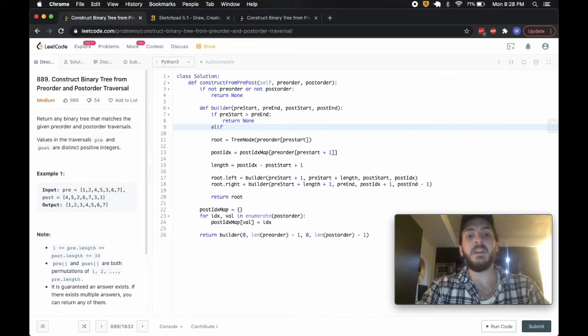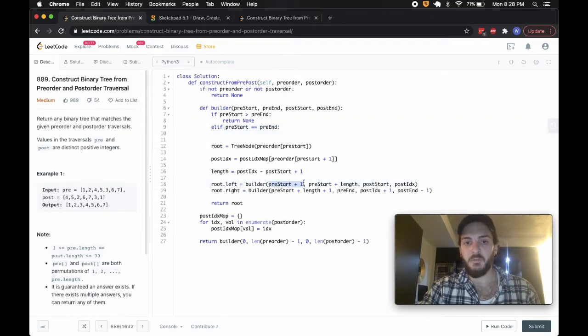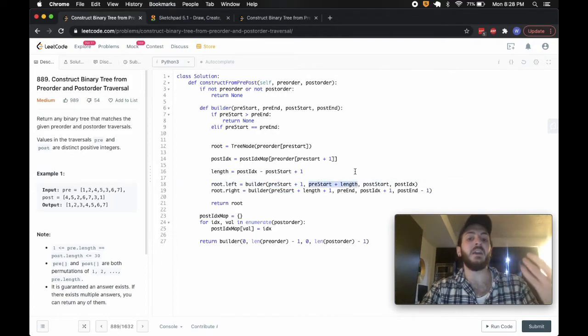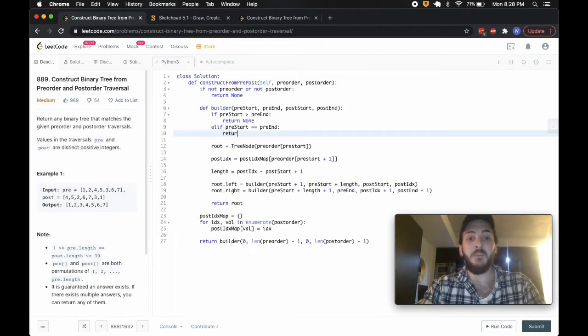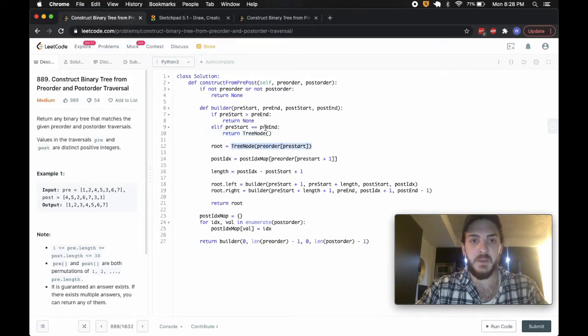Otherwise, if we get in a scenario where they're equal to each other, so imagine that we call this function, or this pre-start and pre-end end up equaling each other, means we're just looking at one node. Well, that node must be a leaf node. We must only be looking at this one item. And so at that point, we actually just want to return a node of that item itself. And so that'll be a tree node that actually looks like this. So maybe I'll copy and paste this over. We're just going to return this as is.